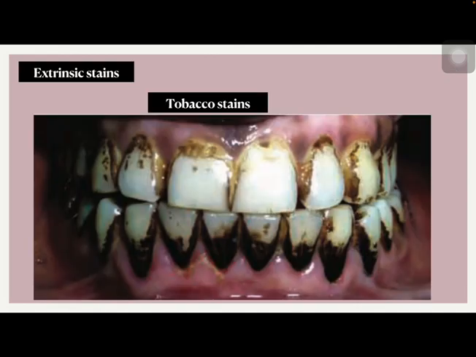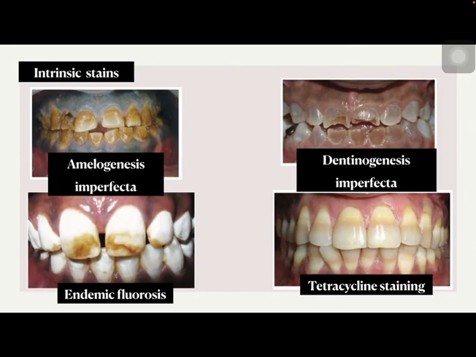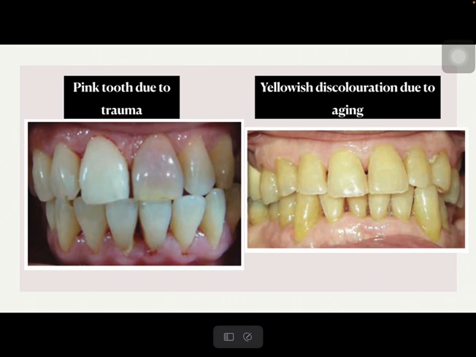In this picture, we can see extrinsic stain caused due to tobacco, and in this picture, we can see intrinsic stains due to amelogenesis imperfecta and dentinogenesis imperfecta. These two cases are during the odontogenesis process, and in endemic fluorosis, we can see this type of yellowish discoloration, and in tetracycline stains, we can see the lines in the cervical third of the crown. Pink tooth is usually caused due to trauma, and yellowish discoloration is due to the aging process.